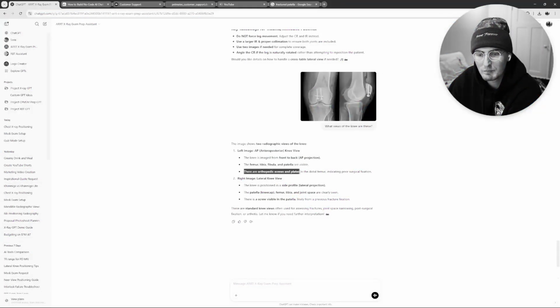Orthopedic screws in place in the distal femur, indicating prior surgical fixation.